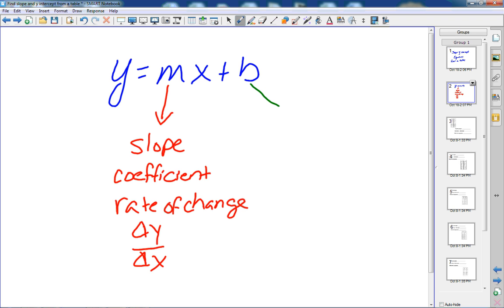The b, the number that's normally in this spot, is the y-intercept. This is where it crosses the y-axis. We also know it as the constant.